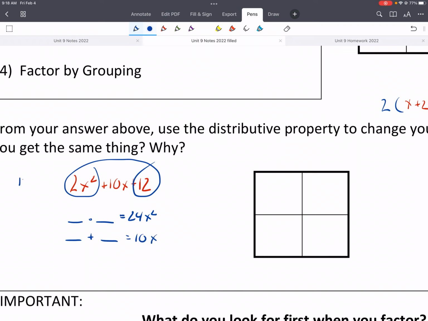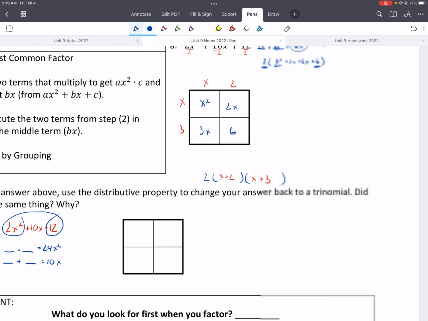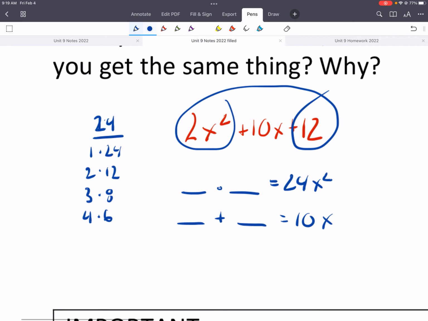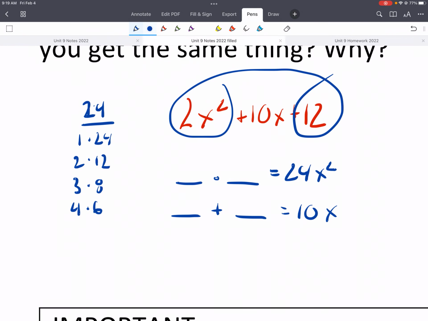So you'd want to do factor pairs for 24, 1 and 24, or 2 and 12, 3 and 8, or 4 and 6. So first off, if you don't take out the greatest common factor, there's more factor pairs that you have to check. Up there were only 2, 1 and 6, and 2 and 3. But here we've got twice as many factor pairs that we have to check. Now what would make that work would be the 4 and 6. So 4x times 6x gives us 24x squared, and 4x plus 6x gives us 10x.